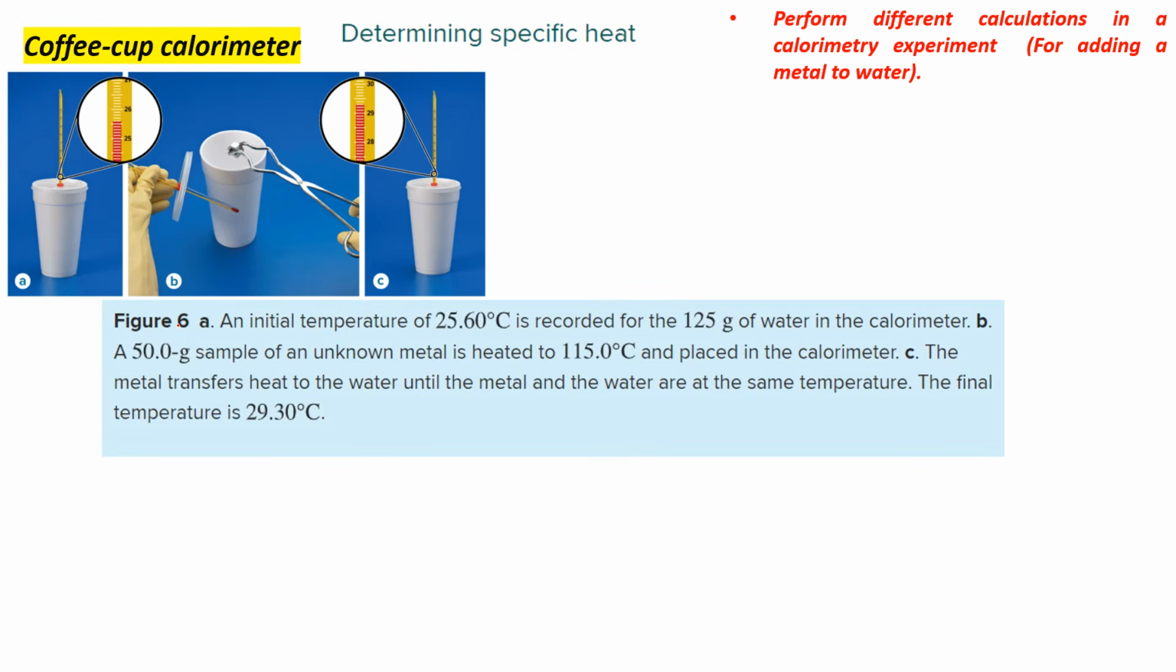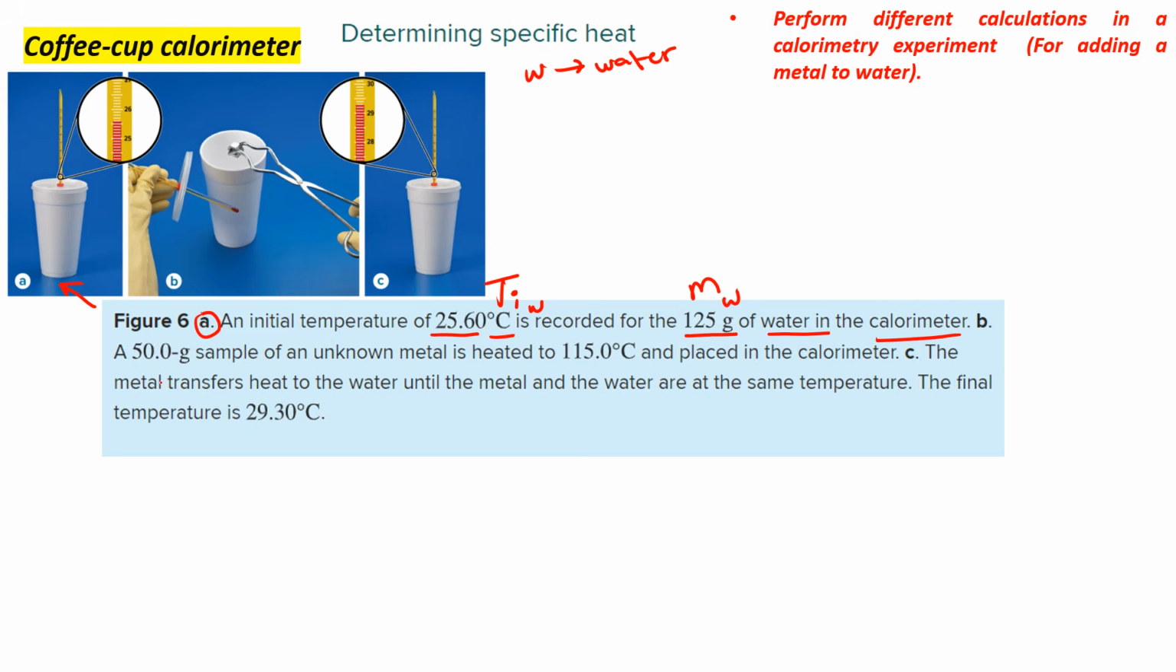As the figure shows here, an initial temperature of 25.6 degrees is recorded for 125 grams of water in the calorimeter. This is A. This is A. I haven't added the piece of metal yet. So this is T initial of water, and this is the mass of water. W is for water.